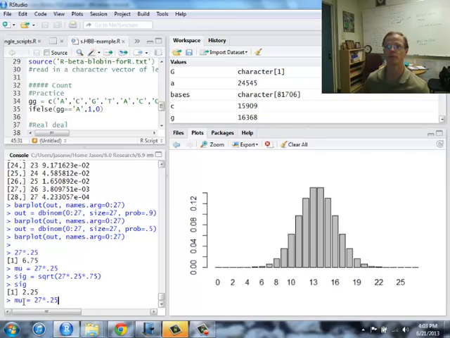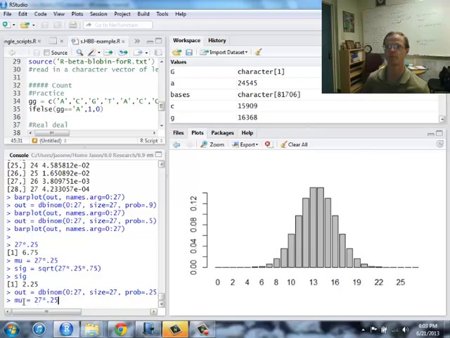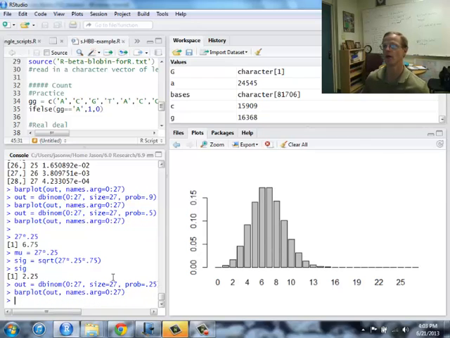Now let's get to the original graph that we wanted. So we do 0.25 and replot. Okay, there's the original one right here. Now the mean is 6.75. Notice that it fits pretty much right in here where these two high bars are. And then the standard deviation is 2.25.